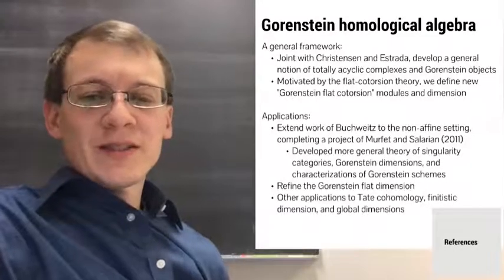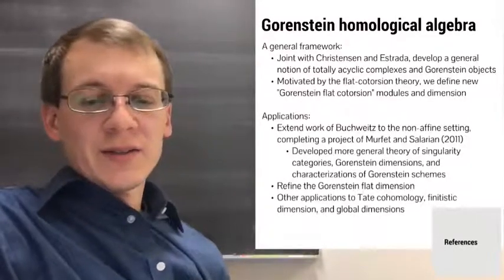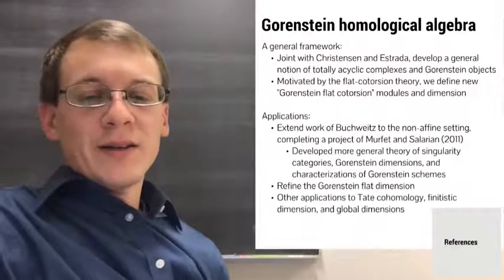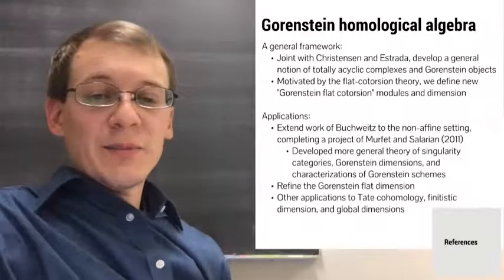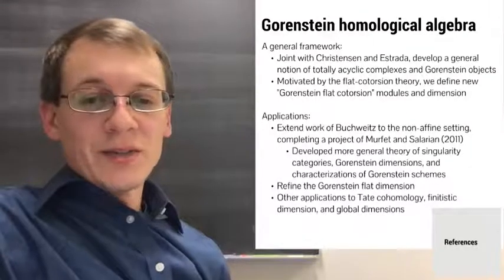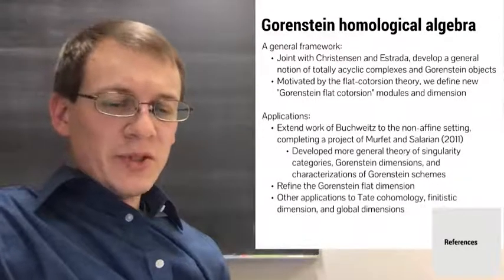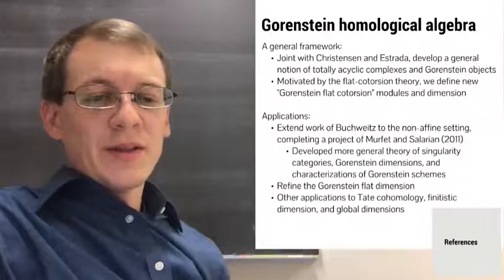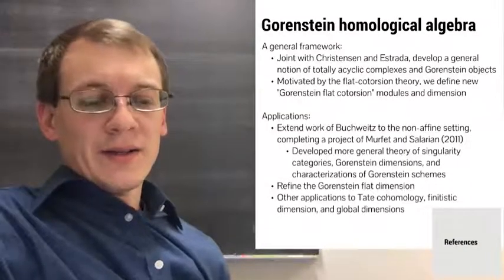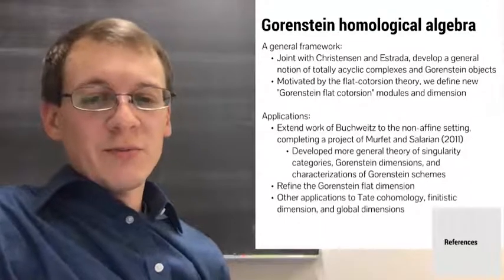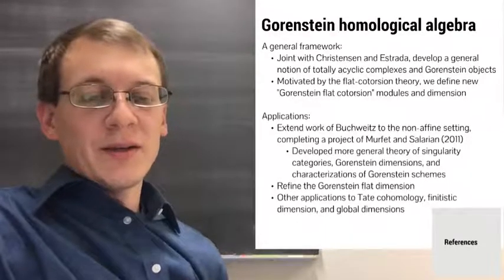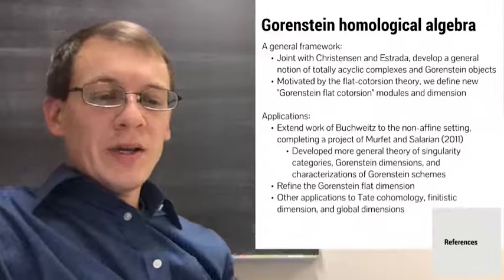Very briefly, Buchweitz considered an equivalence between a singularity category of a ring, the homotopy category of totally acyclic complexes of projectives, and the stable category of maximal Cohen-Macaulay modules. And we show that for a semi-separated Noetherian scheme, there are analogs of these categories, and they are equivalent when one would expect them to be equivalent.